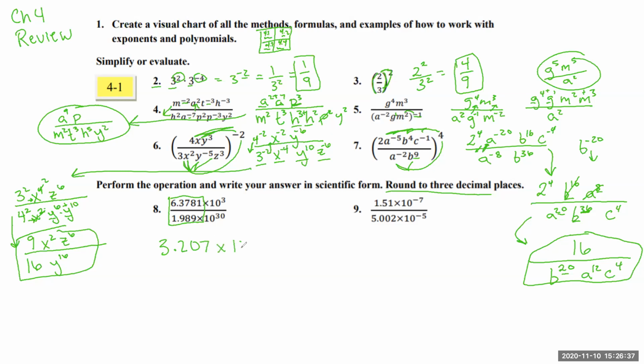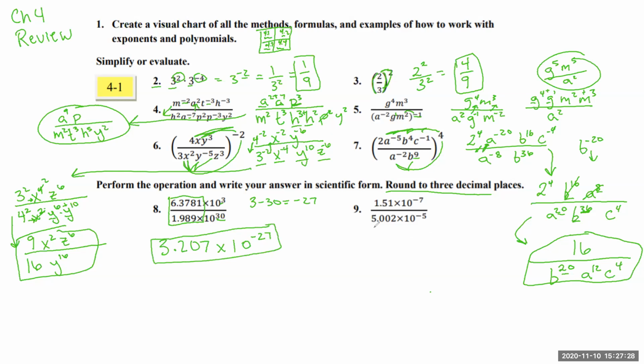And then we have to see what kind of exponent is going to go on the 10. So because we have 10 to the 3rd and 10 to the 30th, we see that 30 is the bigger number than 3. So we're going to do 30 minus 3, which is going to give us 27. And it will be negative 27. Because if we just minus it like regular, it would be 3 minus 30, which would give us a negative 27. So we're just going to go ahead and leave it like that. Because this is scientific notation, it is okay to leave it like that.